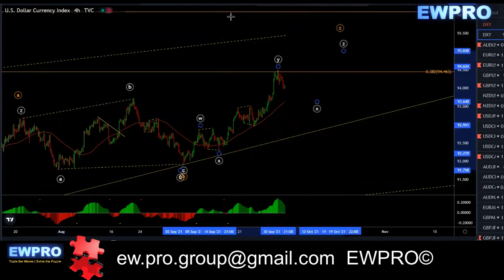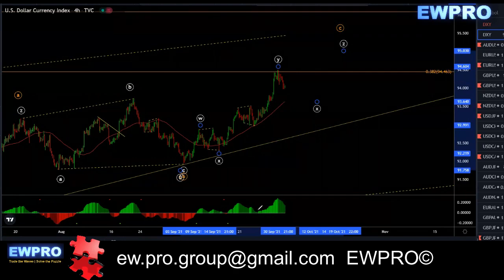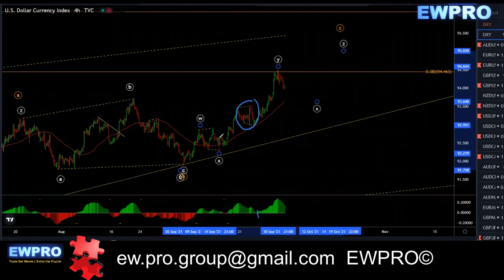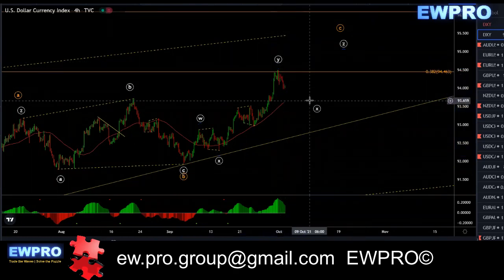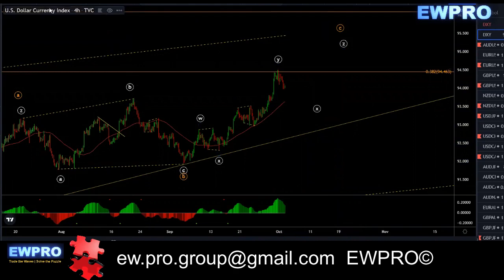So, like I said last week, we never got the cross down on this one. So this is internal. So we got WXY. We're looking for that X2 and then the Z up. So nothing's really changed. We really need to wait for that X2 and then look for that Z up.